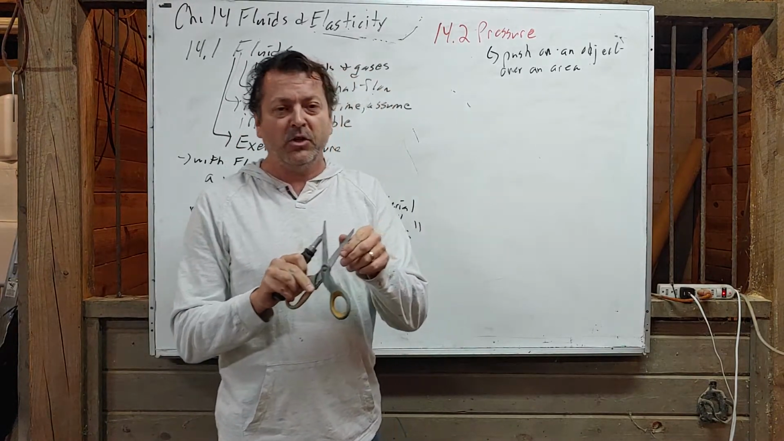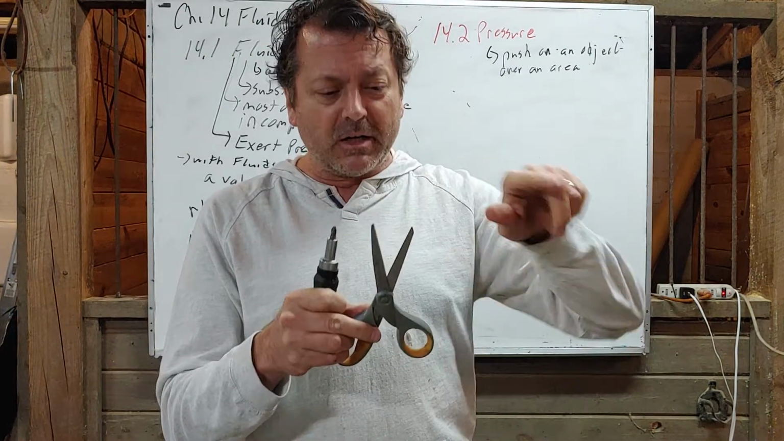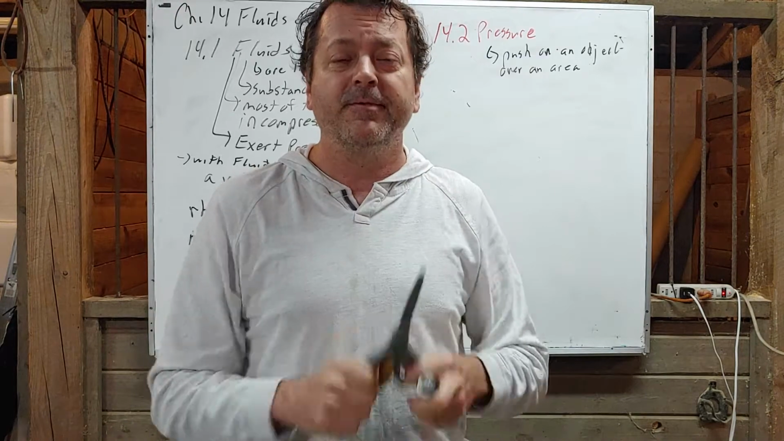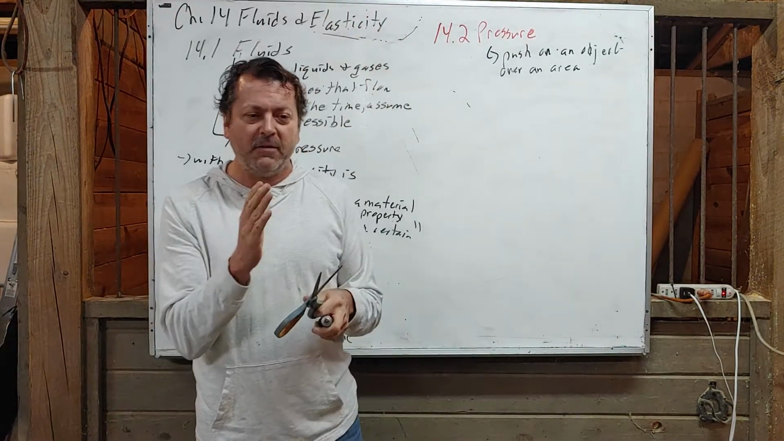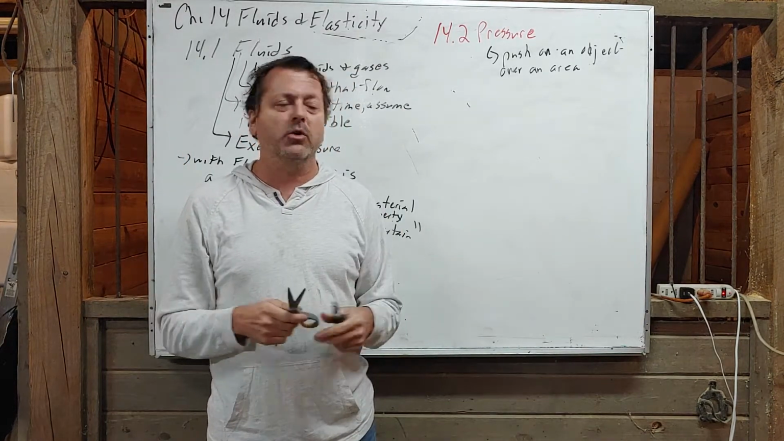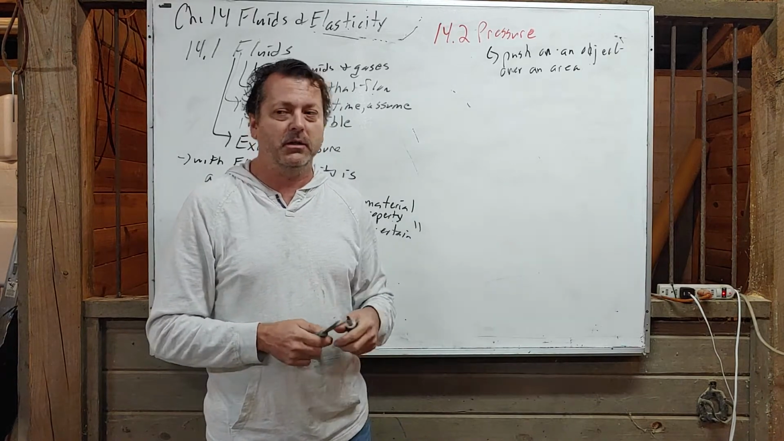Scissors work. Dull scissors have more area. If I use a little wet rock or a sharpener and get these things sharp, they cut real good. Why? Less area, so the same force is able to make the object yield or go through an object because it can exert more pressure on it.